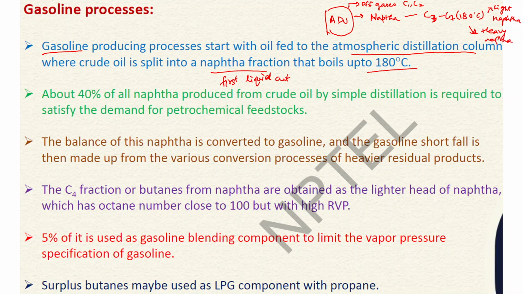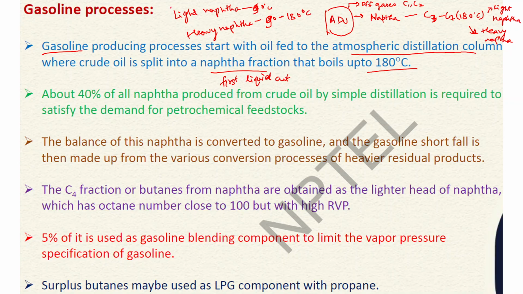So this light naphtha, its boiling point is up to 80 degrees C, and heavy naphtha, it is from 80 to, sorry, this light naphtha has a boiling point up to 90 degrees C, and this heavy naphtha has a boiling point from 90 to 180 degrees C.